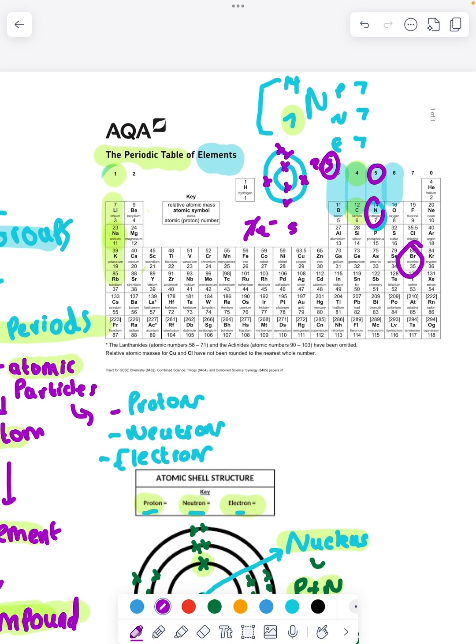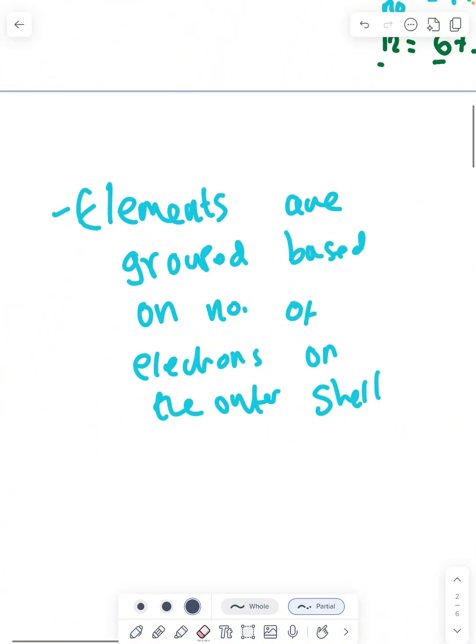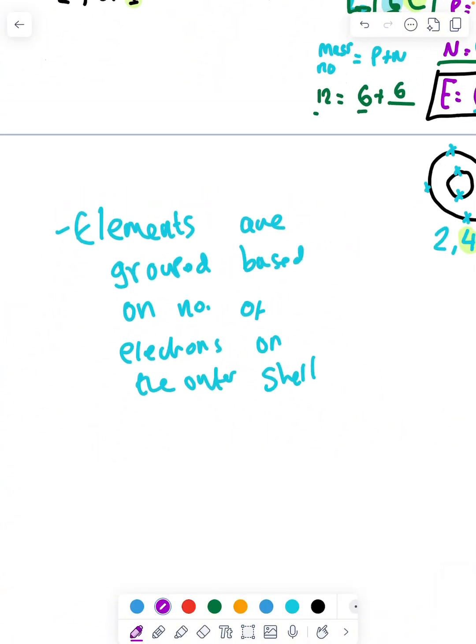So again, elements are grouped based on how many electrons are on the outer shell. So if it's in group 1, it's got 1 in its outer shell. If it's in group 3, for example, it's got 3 electrons in its last shell. If it's in group 7, it's got 7 on its last or outer shell. Makes sense, right? So that's how you tell what group they're in.